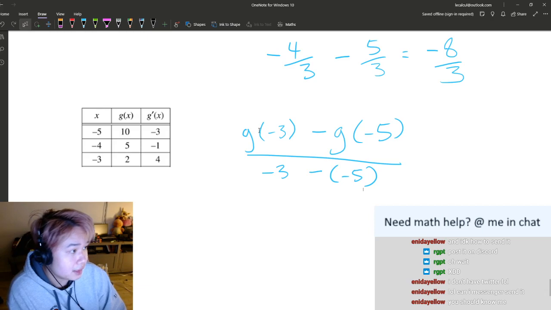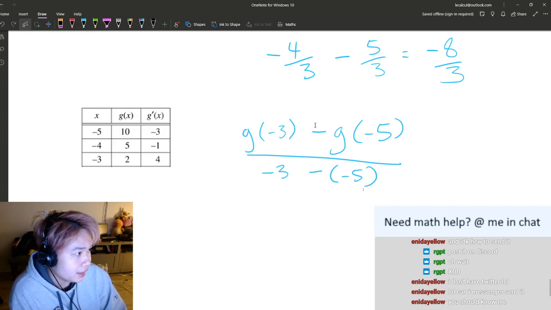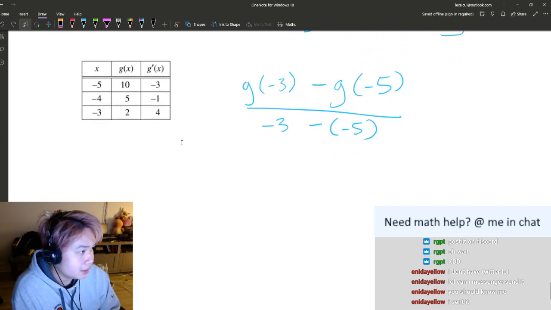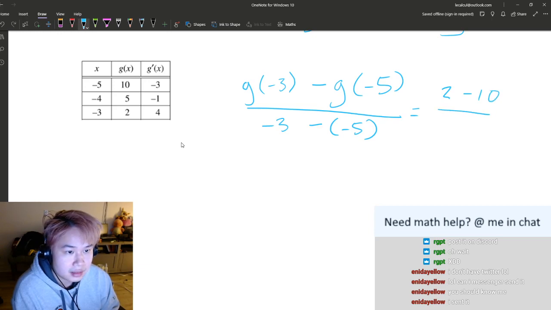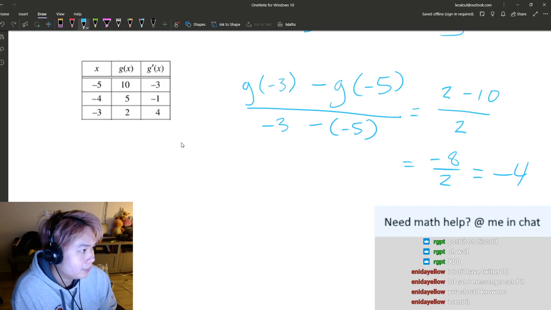But here, I'm going to take the secant line of the boundaries of this interval they told me. And we're just going to see what happens. So 2 minus 10, and then over here is 2. This is -8 over 2, which is -4. Aha! So, there you go.